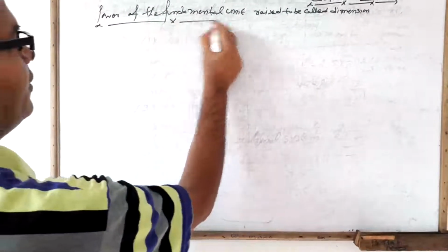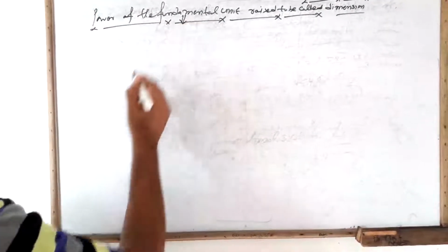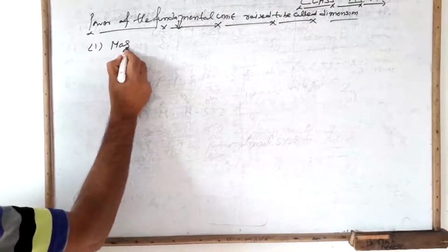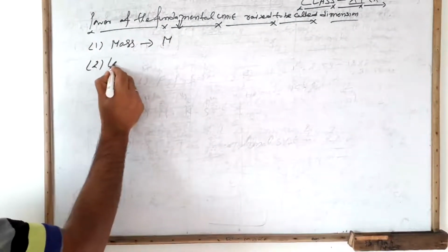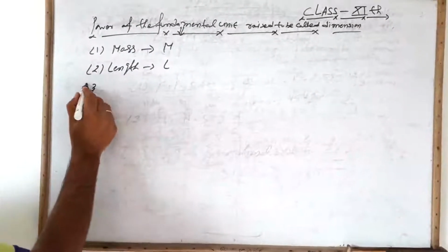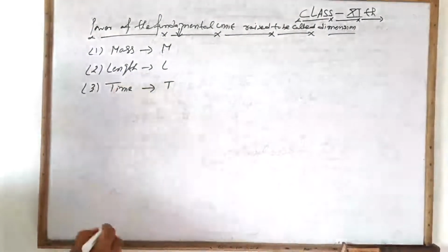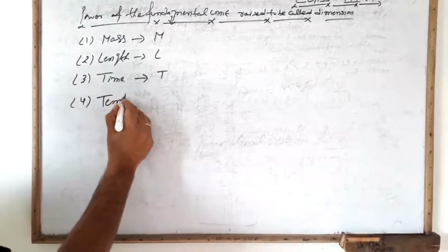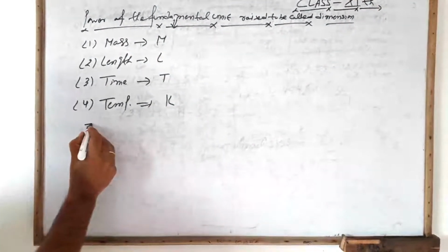So the power of the fundamental units, and what is the point? Fundamental units. There are 7 fundamental units. First, mass. Second, length, L. Third, time, T. Fourth, temperature, means Kelvin.